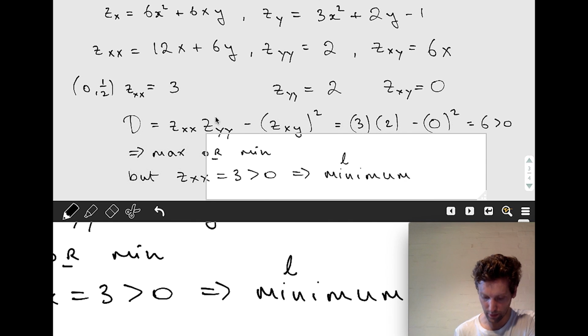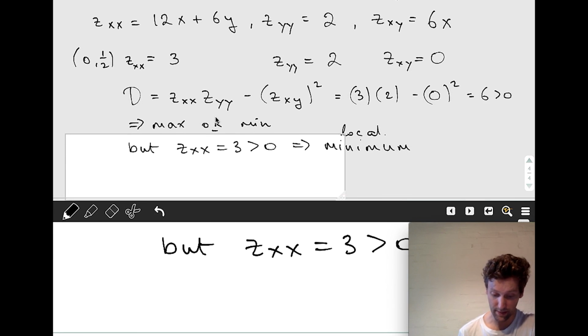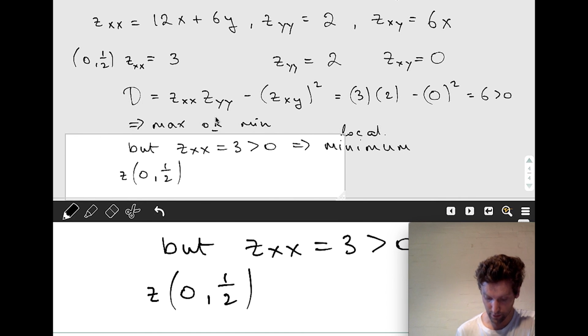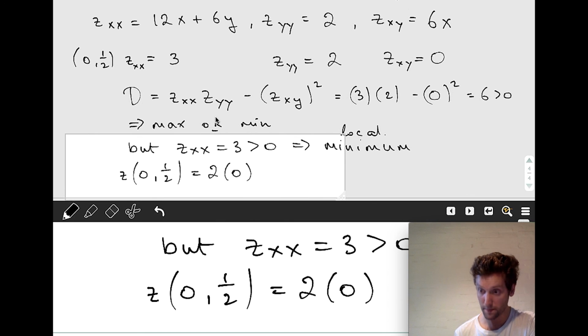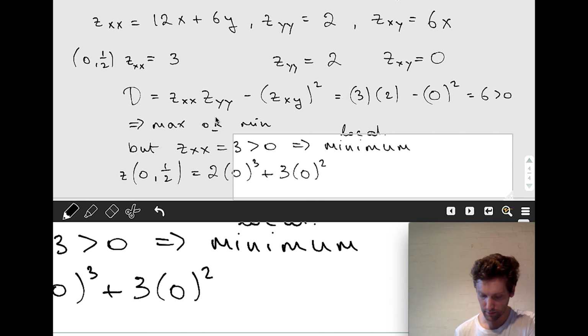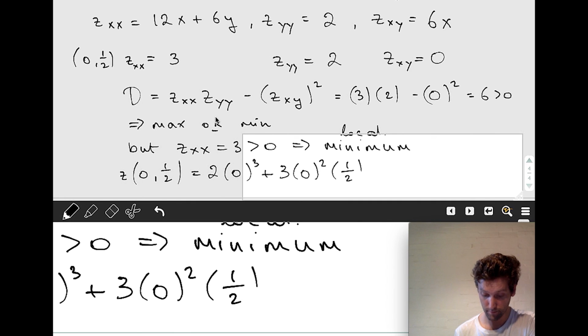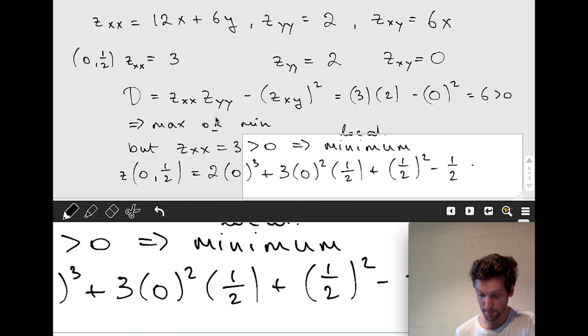Or more accurately, a local minimum. The last step here is to calculate what the value of our function is at that point. So, sorry, we're talking about z at x equals 0, y equals a half. Substituting that into our expression for z, 2x cubed plus 3x squared times y plus y squared minus y is equal to 0 plus 0 plus a quarter minus a half, which is minus a quarter.